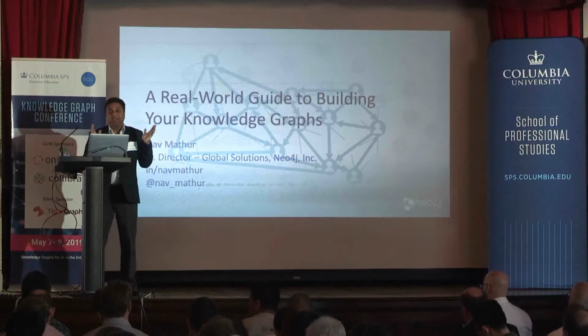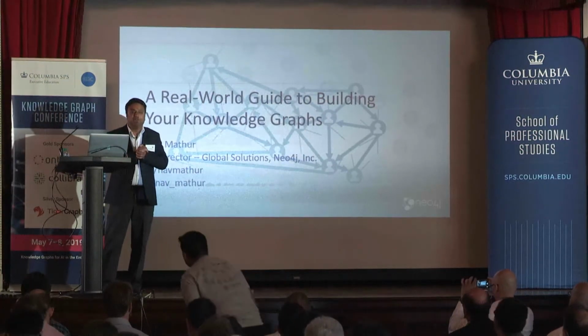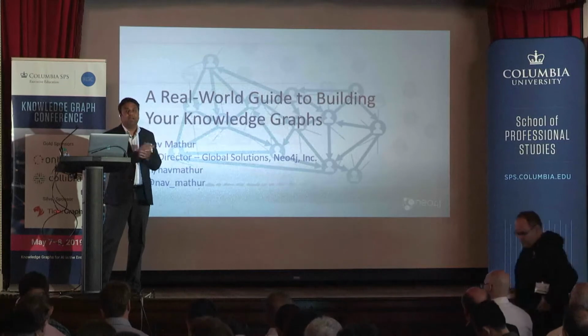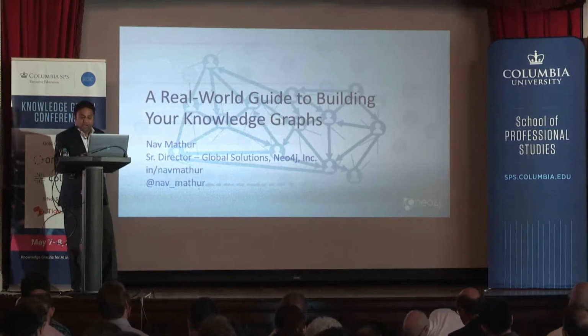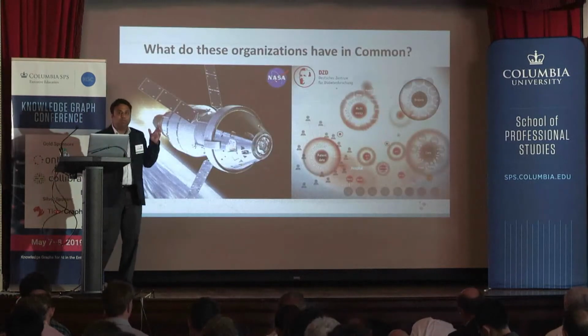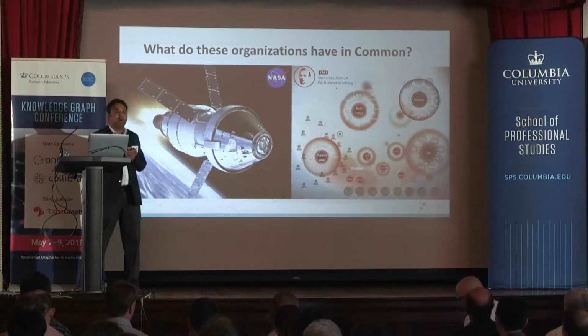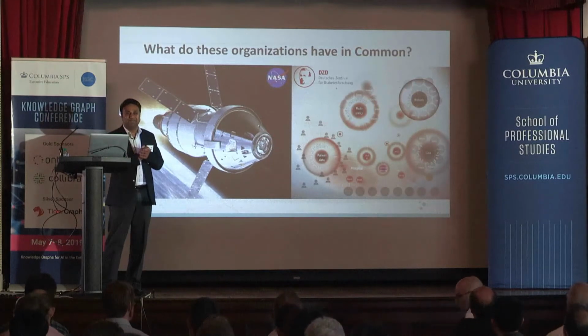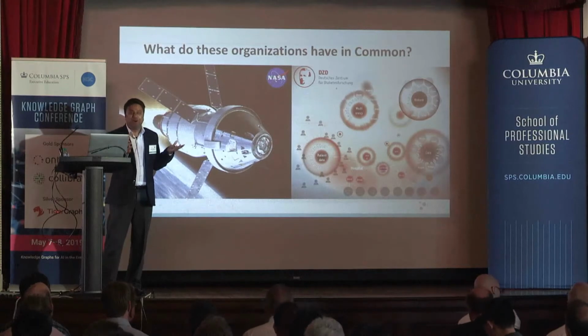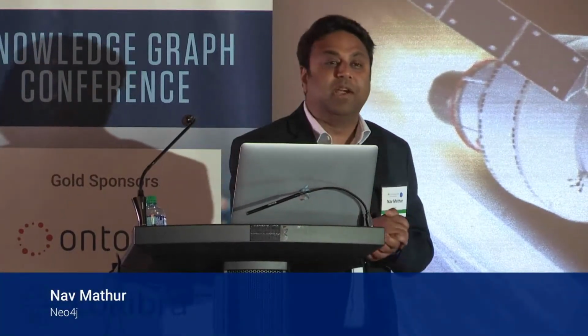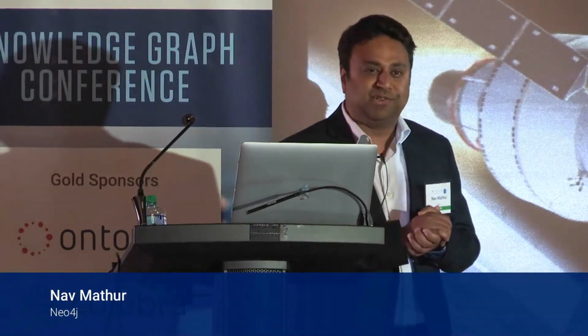So I'm going to keep things real and talk about some real-world knowledge graphs that are in use today using Neo4j's graph technology. So what do these two organizations have in common? Anyone? Well, no points for guessing, but both of them use knowledge graphs for their business today. On the left, you have NASA. And on the right is DZD, which translated into English is the German Center for Diabetes Research.